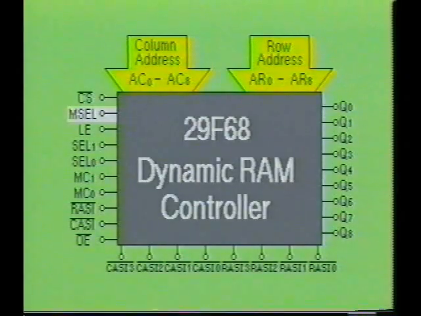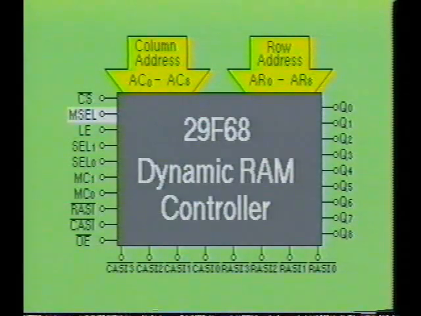The MSEL is the memory select input. The MSEL input is used to select between the row and column counter contained within the IC. The input labeled LE is the latch enable input, which is used to latch the row and column addresses. The select inputs are labeled SEL0 and SEL1. When the select inputs are used in conjunction with the memory select input, they are decoded to determine which row address strobe outputs and column address strobe outputs will be active.